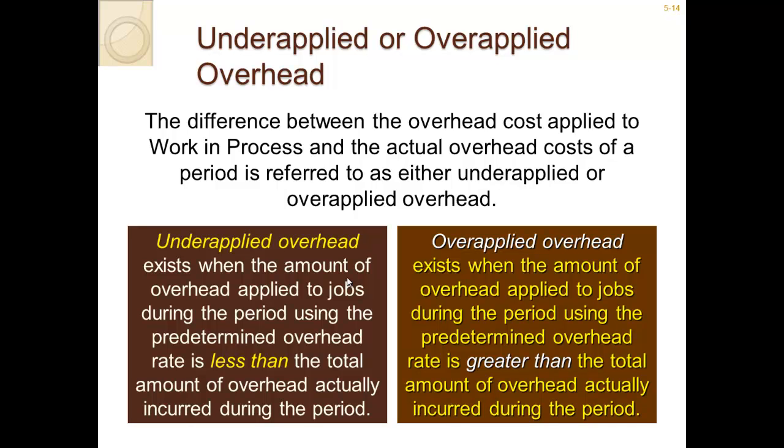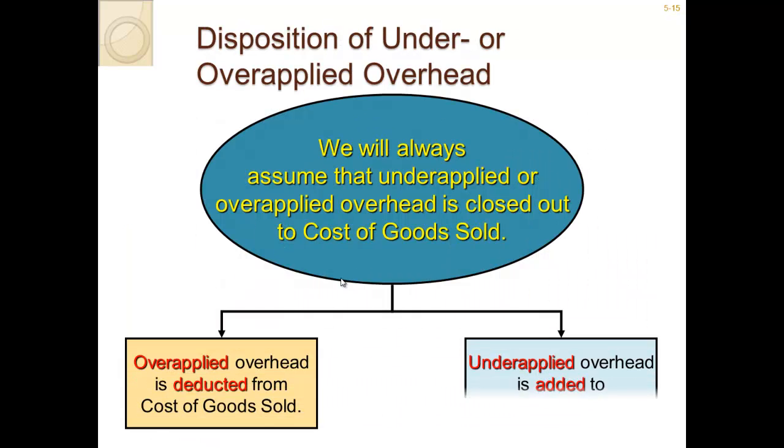Now, if we over-applied overhead, this means that we guessed cost, but it was actually more than our real cost. So therefore, we've over-applied the overhead. And we would have to reduce the cost that we applied to the project based on the fact that we really applied too much overhead to that project. So over-applied overhead, you would deduct from cost of goods sold when you make the adjustment, and under-applied overhead, you would add to cost of goods sold.